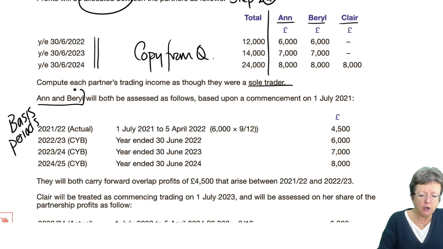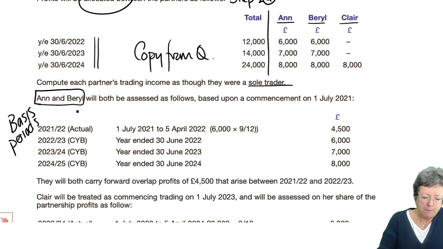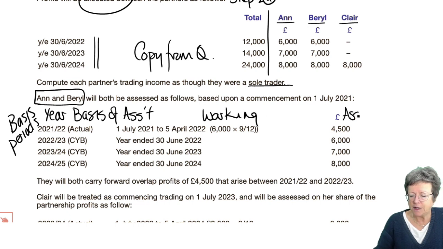Now, if you've got 2 partners that are in exactly the same situation, you don't need to show it twice. Just put both names at the top of the computation. So they commenced on the 1st of July. So this is your, remember before we did the year, basis of assessment, and workings. And then what is being assessed needs to go into the income tax computation.